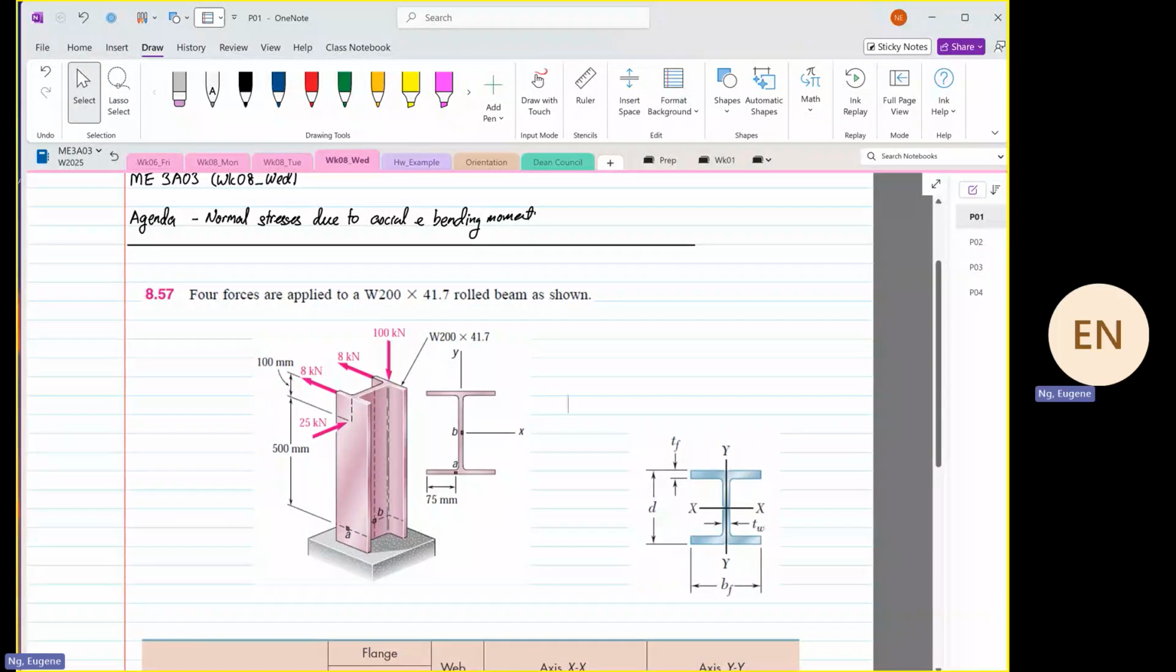Example you can find on Avenue to Learn. Okay, I want you to download this image from Avenue to Learn. Check. Okay, from Avenue to Learn.